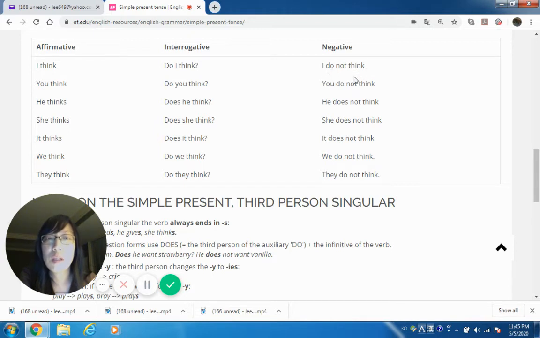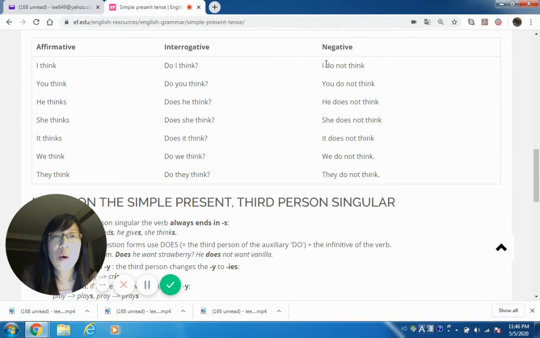Helping verb and the base form of the main verb. So this is the helping verb, and that's the main verb. The main verb is also the action verb. You do not think. So, negative sentence. Actually, these are all sentences, so you need a period at the end. I think, period. Looks like they're all missing periods here. Same thing, negative. I do not think. You need a period at the end. You do not think. He does not think. She does not think. It does not think. We do not think. They do not think.